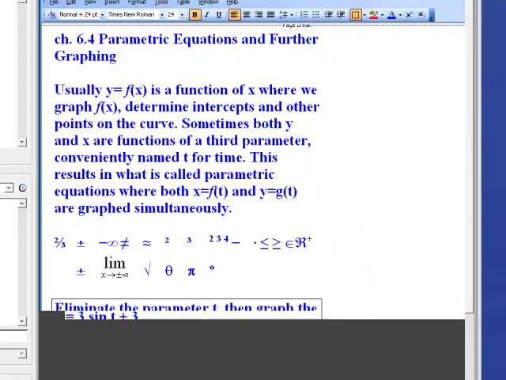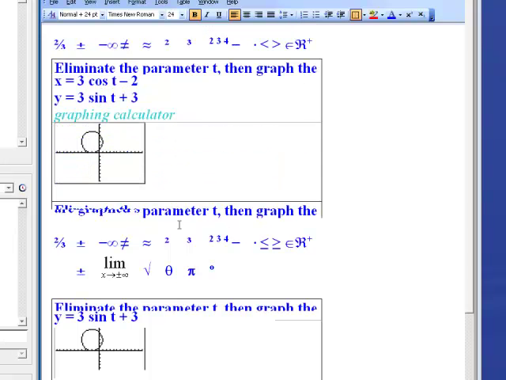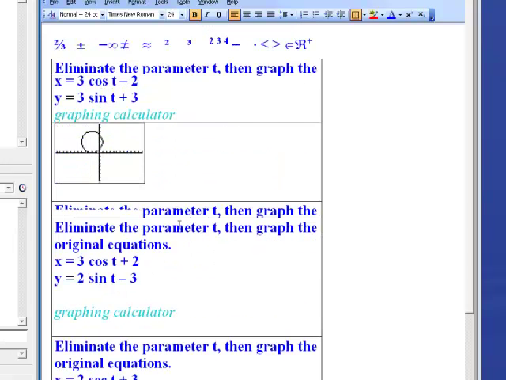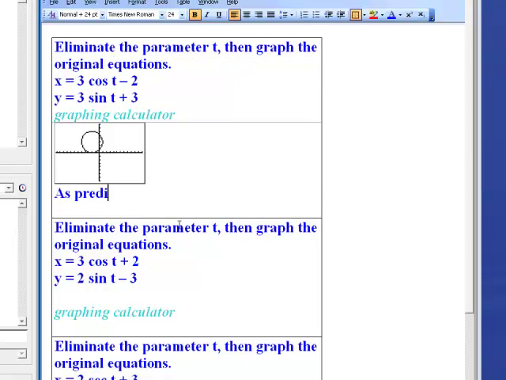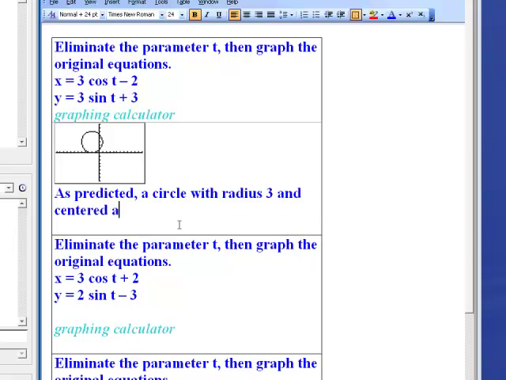So there we go. I'm going to move this all the way up here. So as predicted, circle with radius 3 and centered at the point -2 and 3.